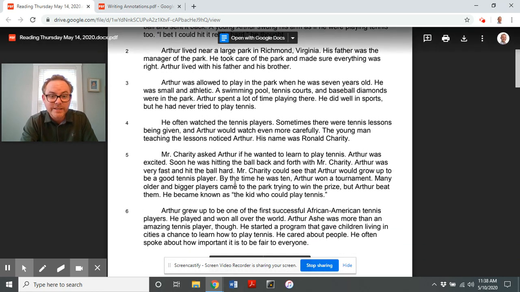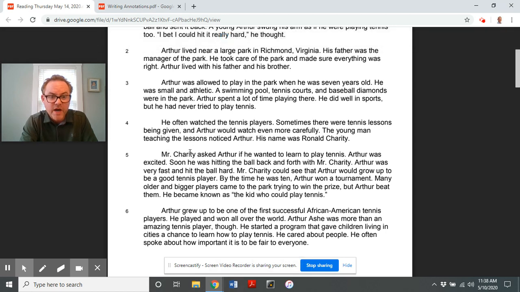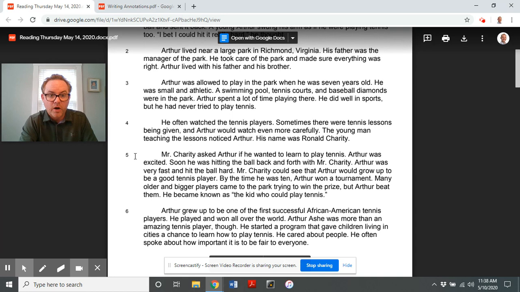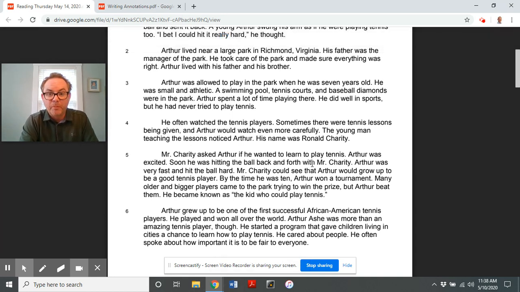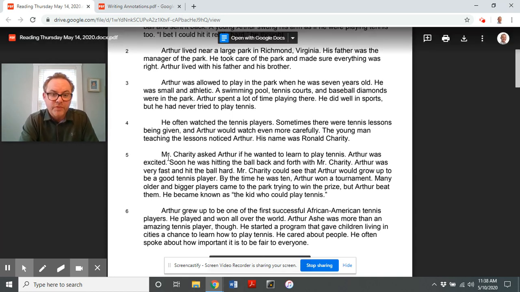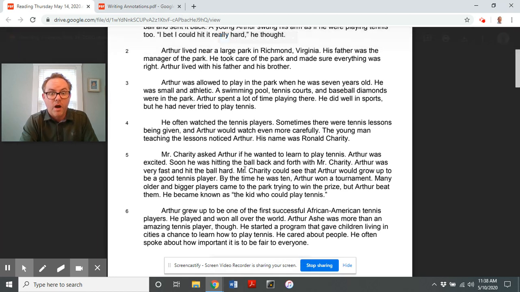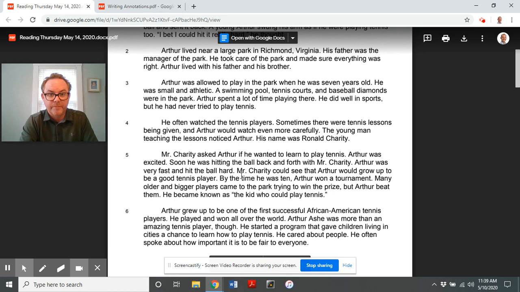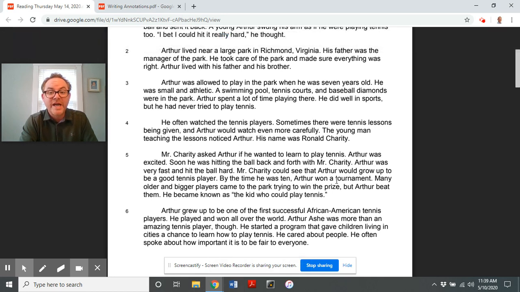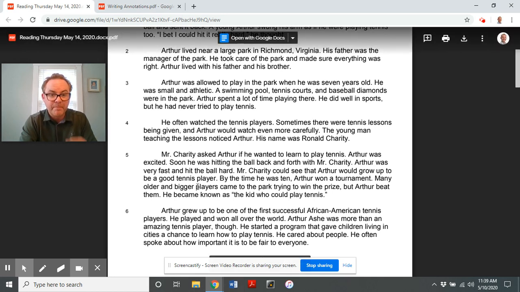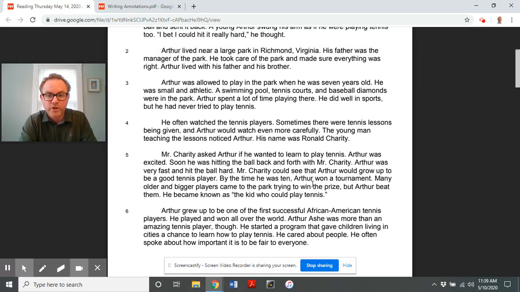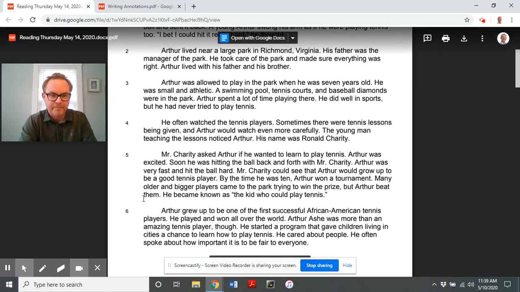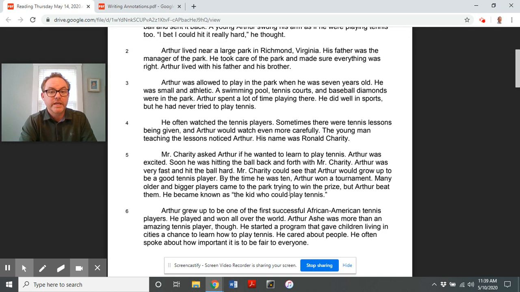All right, next, paragraph 5. Mr. Charity asked Arthur if he wanted to learn to play tennis. Arthur was excited. Soon he was hitting the ball back and forth with Mr. Charity. Arthur was very fast and hit the ball hard. Mr. Charity could see that Arthur would grow up to be a good tennis player. By the time he was 10, Arthur won a tournament. Many older and bigger players came to the park trying to win the prize, but Arthur beat them. He became known as the kid who could play tennis.